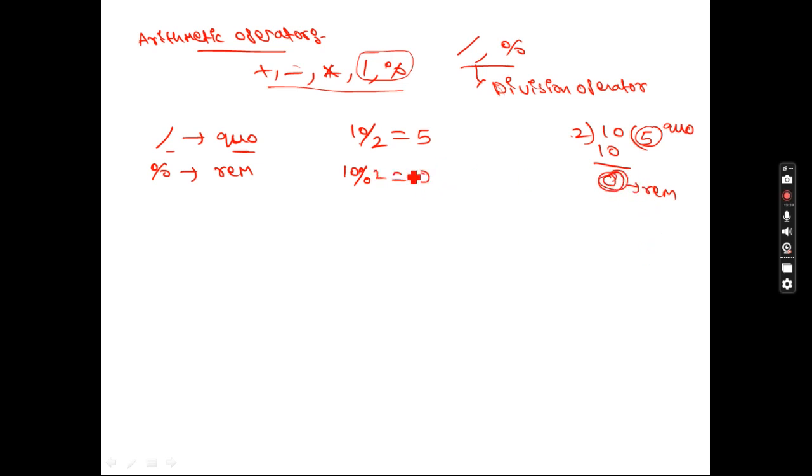In the same example, if I write 10 percentage 2, I'll get the answer 0. Please focus on this point. If you use slash, what are you getting? Quotient. If you use the percentage symbol, what are you getting? The remainder, 0. These are very important points you need to remember when using slash and modulus. This is the first important point.